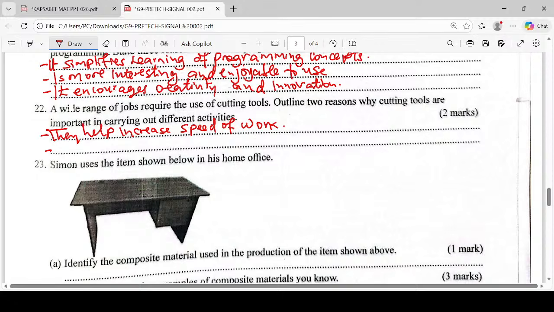You can also say maybe we can talk about they enable repair and maintenance of items.